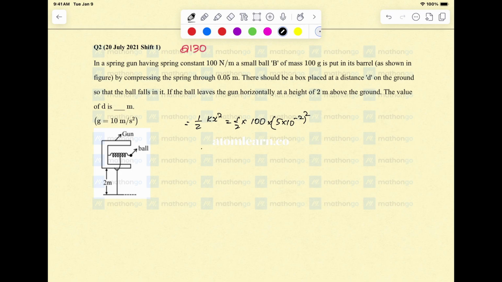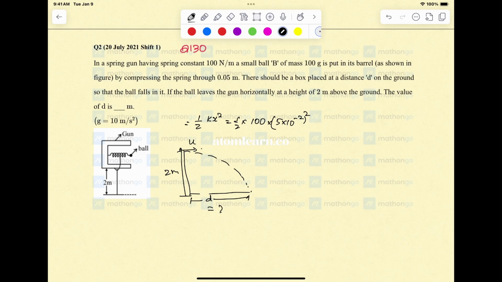It's like this, from a height. If the ball leaves the gun horizontally at a height of 2 meters, that means this horizontal projectile has height 2 meters and is leaving with a velocity of u. The question asked is about a box placed at a distance d, and the ball should fall into it. Horizontal range is given as d. The ball leaves the gun horizontally. The value of d is how much? What is the range?